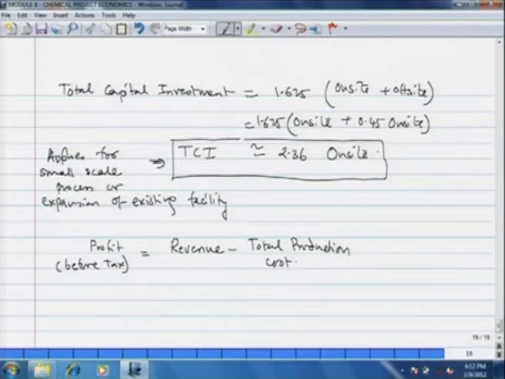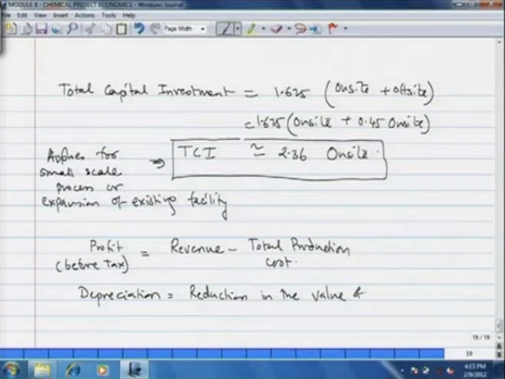Now, government considers this particular cost as a legitimate cost, and therefore it allows deduction of a fraction of the cost of equipment as it wears out from the revenue before you show the profit for paying the tax. So that is known as depreciation. Depreciation is essentially the reduction in the value of the equipment with time.